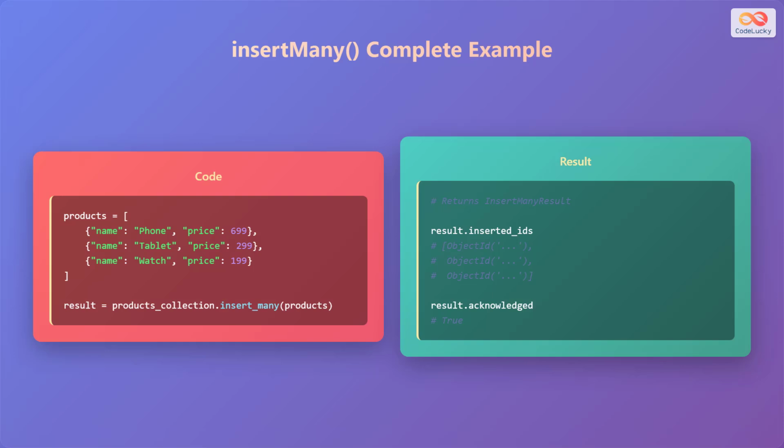The insertMany method returns an InsertManyResult object. To access the IDs of the inserted documents, use result.inserted_ids. This would return a list of ObjectIds. To check whether the insertion was acknowledged by MongoDB, you can access the acknowledged property, which would return true.